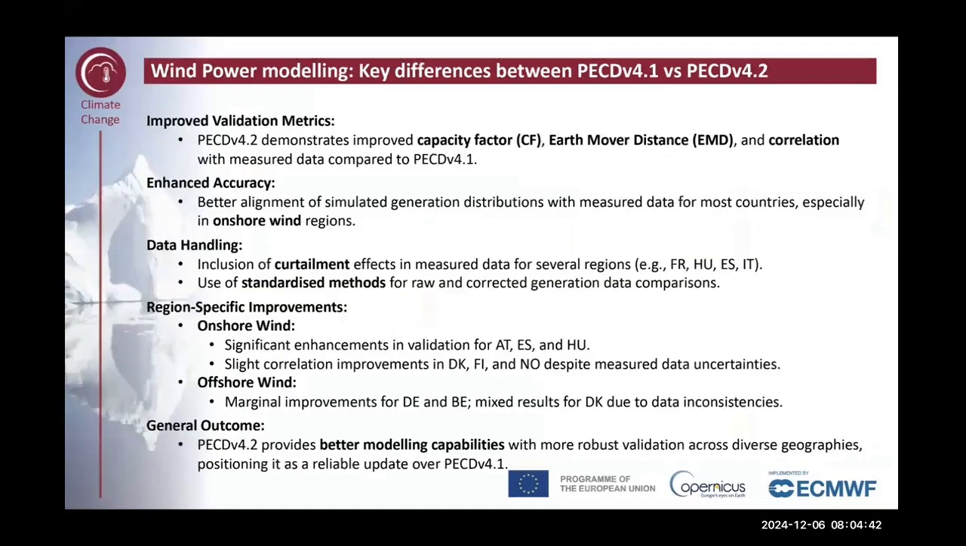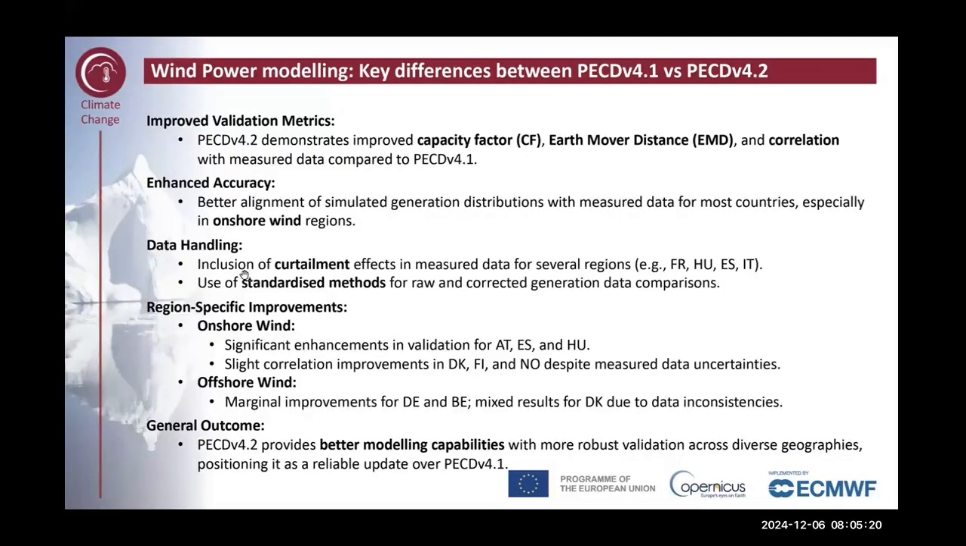Now we look at some of the key differences in the wind power modeling between version 4.1 and version 4.2. There are improved validation metrics in 4.2, which demonstrate improved capacity factor through metrics like the Earth Mover's Distance and correlation. There is enhanced accuracy, which results in a better alignment of simulated generation distributions with measured data for most countries, especially in onshore wind regions.